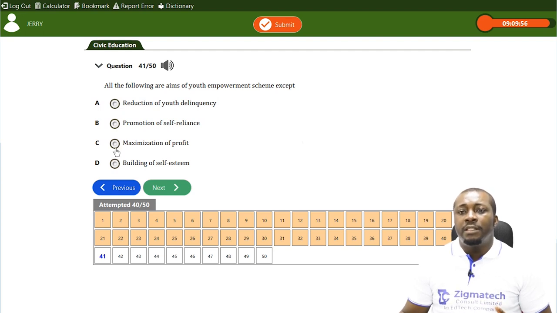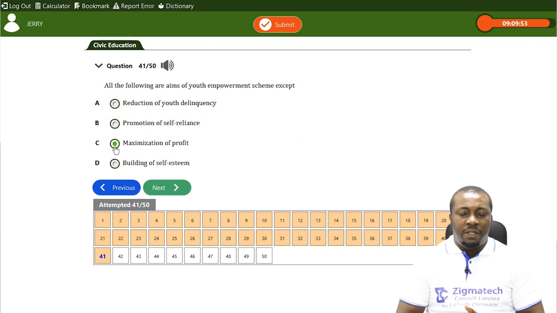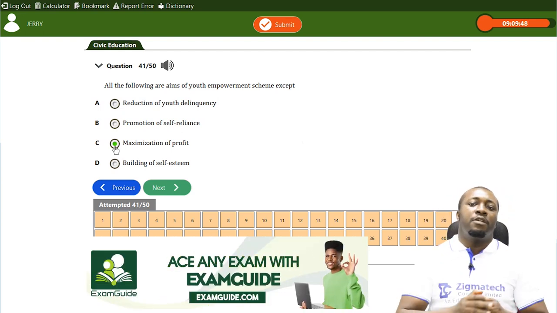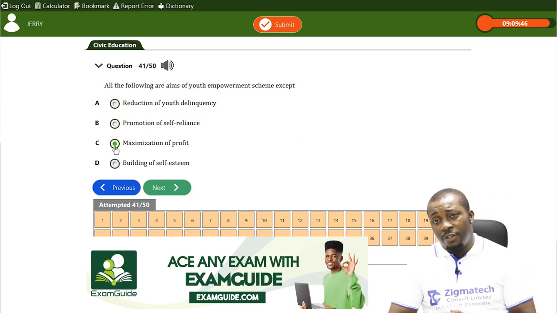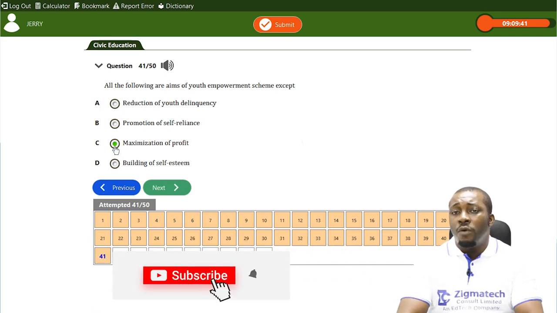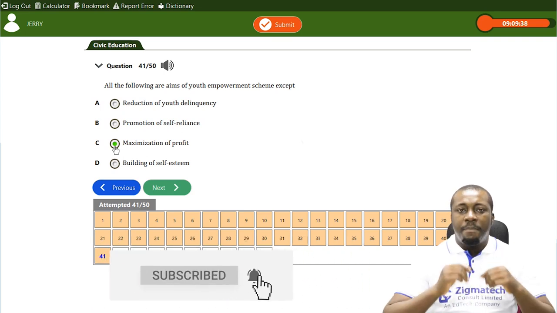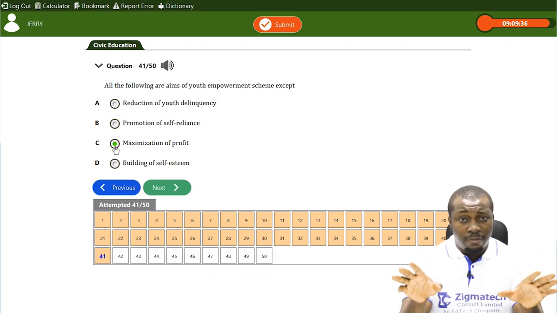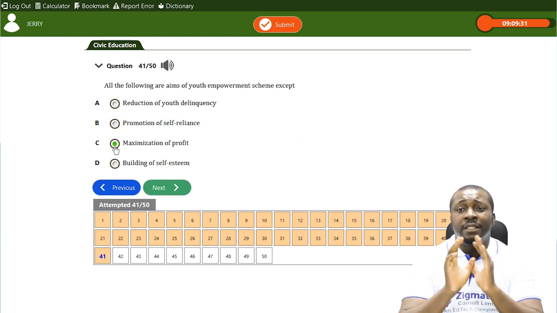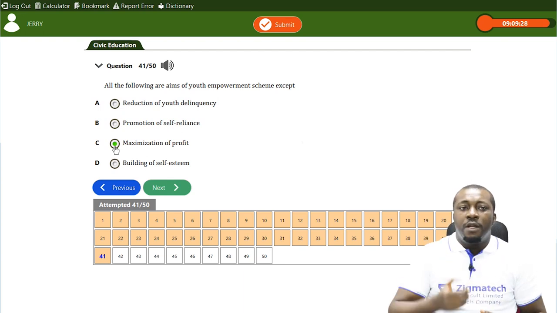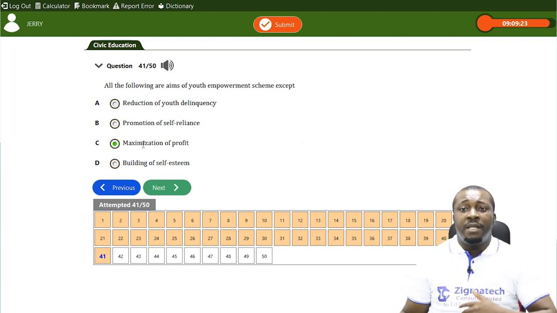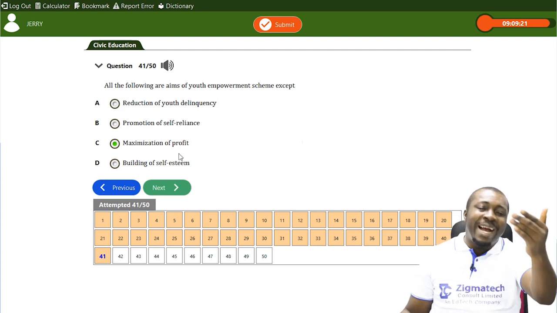Now, the answer is C. Maximization of profit is not the reason. Now, some people may feel, hey, if you're empowered, you can start up a business, start up a productive venture, which you will make profit from at the end of the day. But no, the empowerment is to equip you with the skill. That is the primary thing. Train you, give you the knowledge and the skill. It's not to make profit. What you do with the skill is what will give you profit. So the aim of empowerment is not to maximize profit.